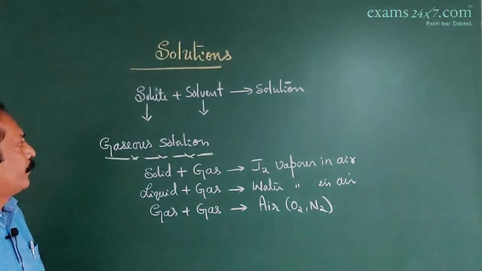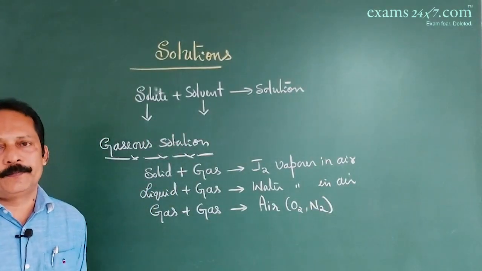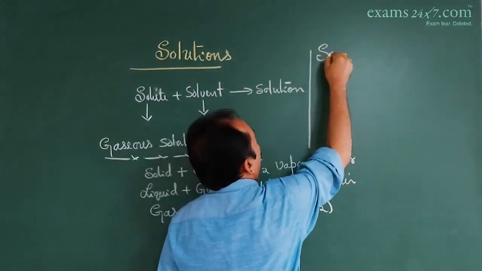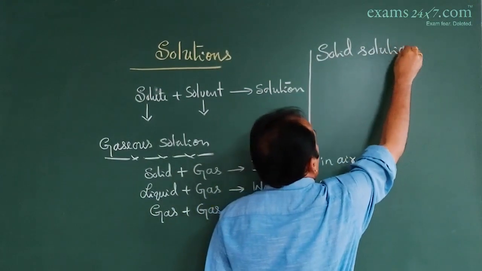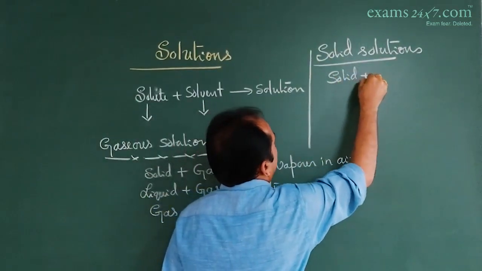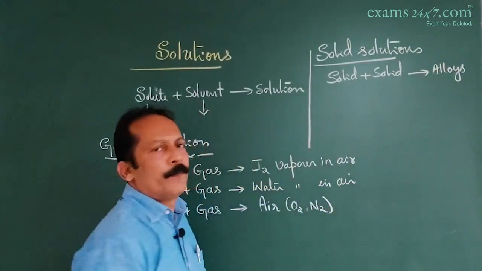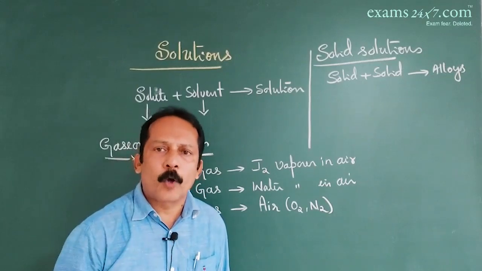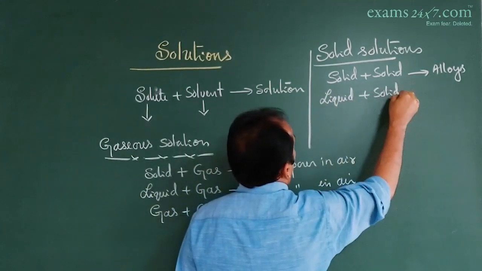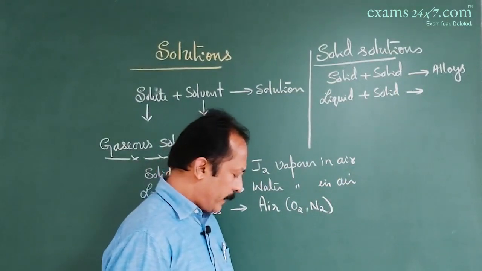Next one is the solid solution. In a solid solution, the solvent is solid. Again, there are three types of solid solution. First one, solid solute present in solid solvent. Example is alloys, like brass, bronze, etc. Next one is liquid solute present in solid solvent. An example for this is hydrated salt.